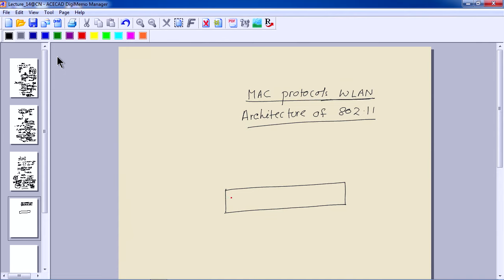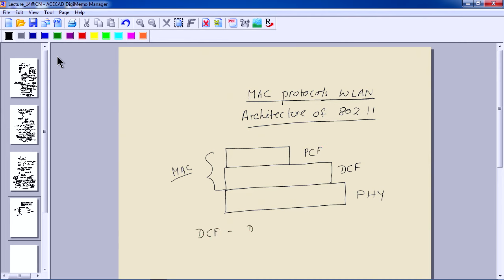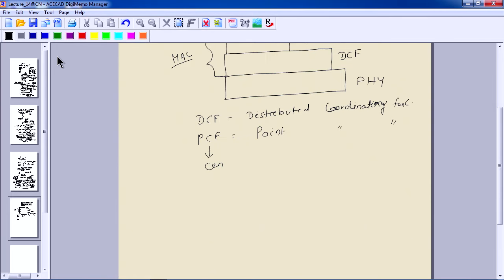I mean the layers, the protocol stack remains almost the same. At the bottom you have the PHY layer, above which you have the MAC layer, and this MAC layer supports two kinds of functions. One is the DCF and another is the PCF. DCF being the distributed coordination function and PCF being the point coordination function. This is a central kind of algorithm, whereas this is a distributed kind of algorithm.